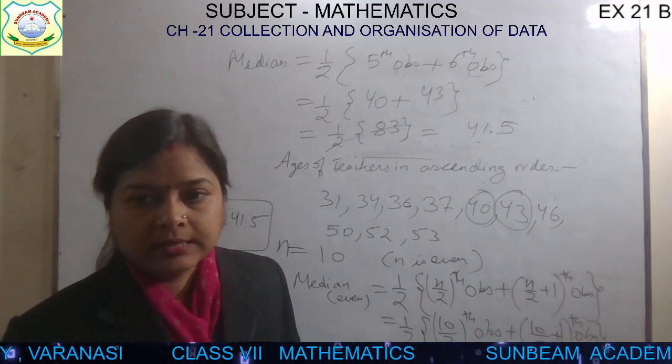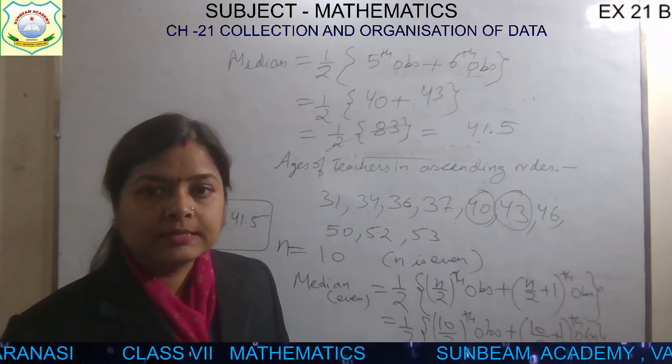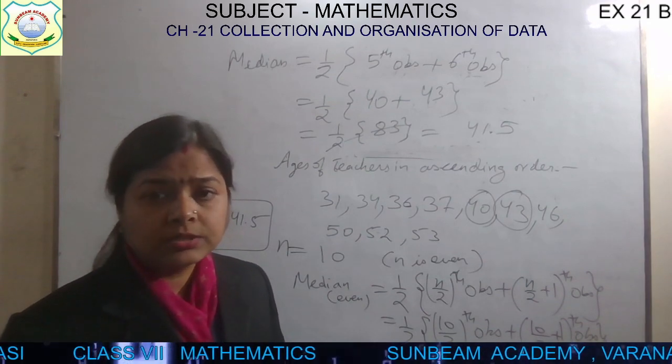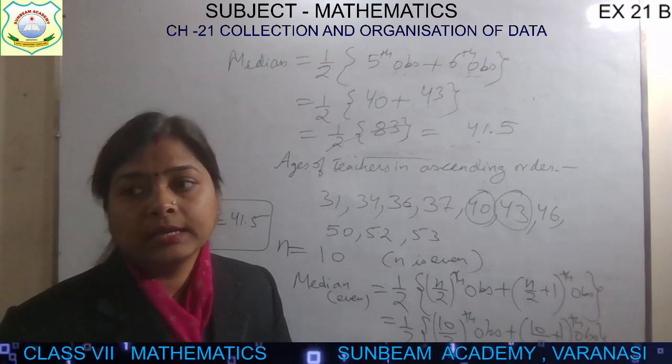Now let's see it. 3 4 5 5 5, then 6 6 is there, then 5 occurs 3 times, isn't it, children? 5 occurs 3 times. That's why the mode is 5.